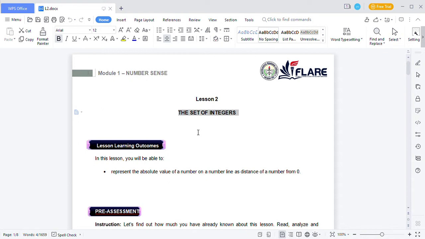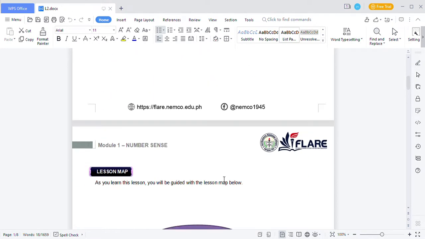I want all the students to know which numbers belong to integers. So we will be tackling the set of integers. In this lesson, you will be able to represent the absolute value of a number on a number line as a distance of a number from 0.